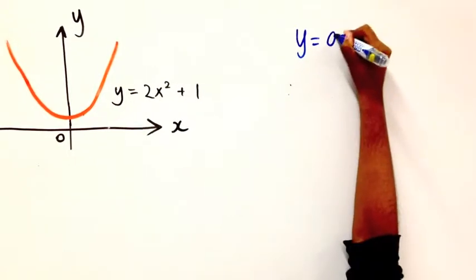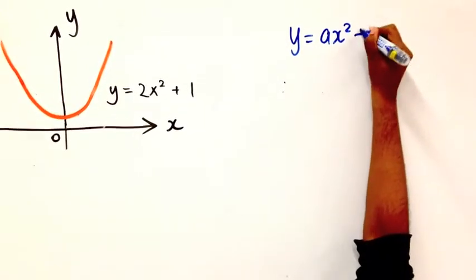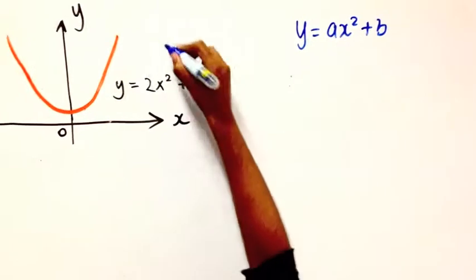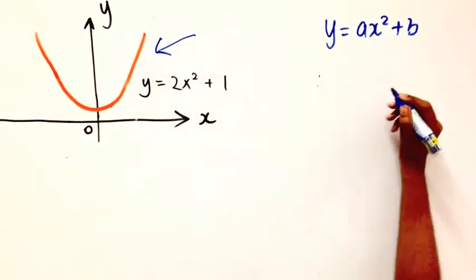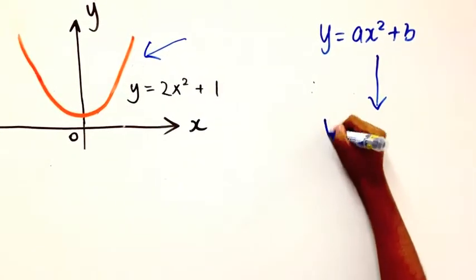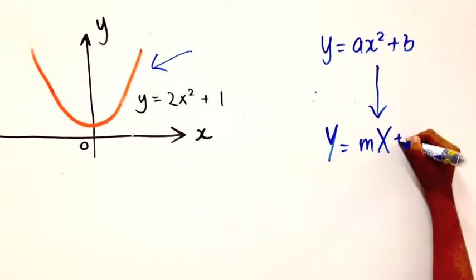Look at this quadratic equation, y equals ax squared plus b. By plotting y against x, we can see that the graph is a curve, which is not a straight line. The variables x and y are hence not linearly related. However, we can linearize the graph.